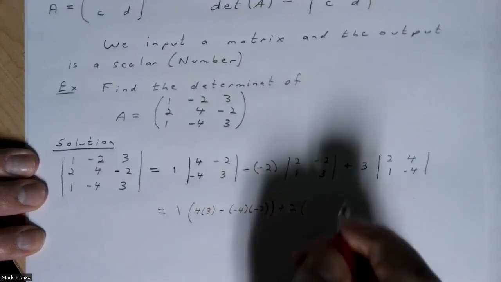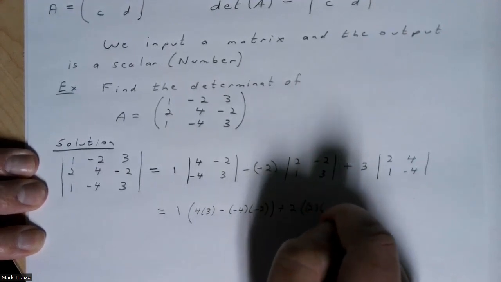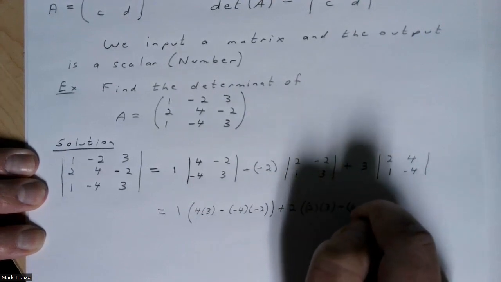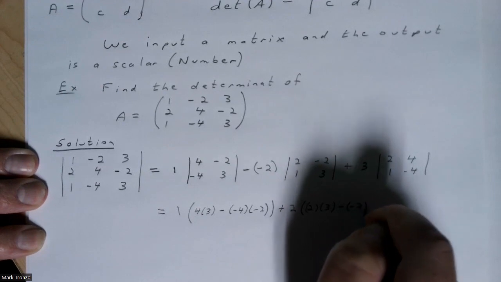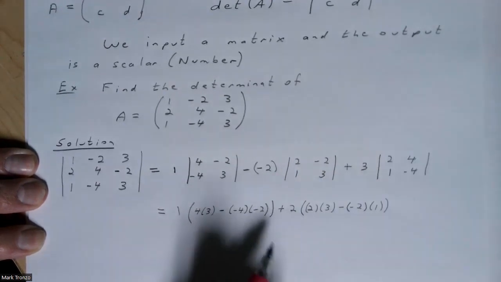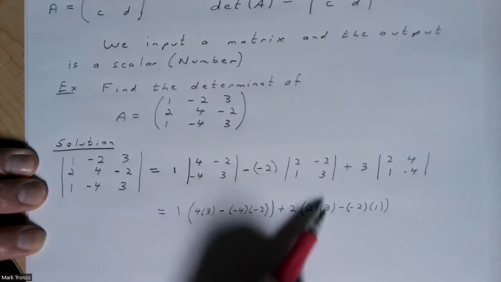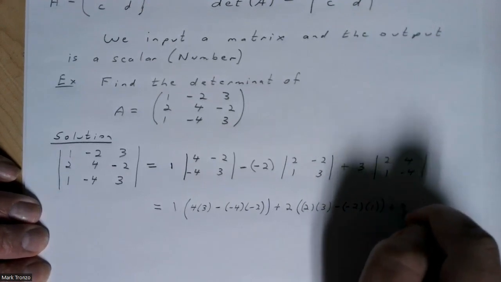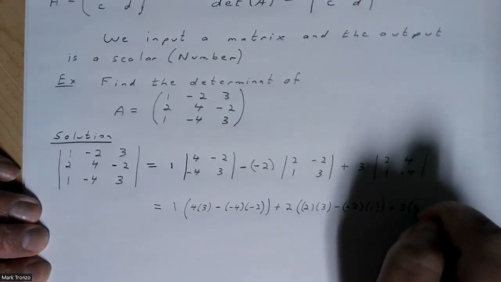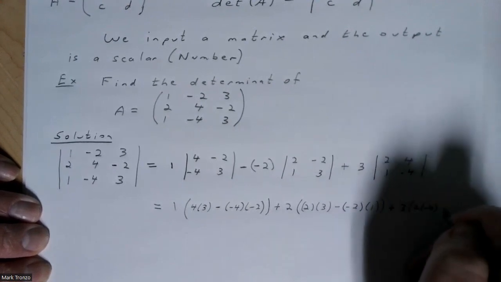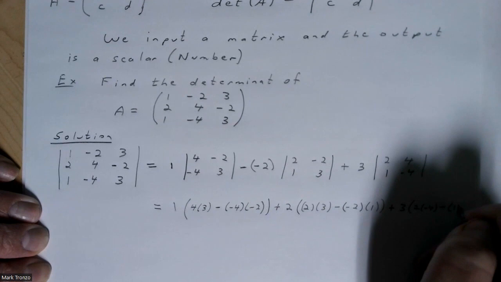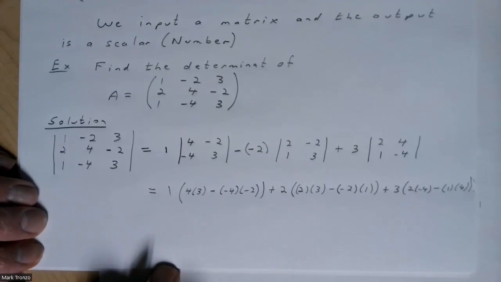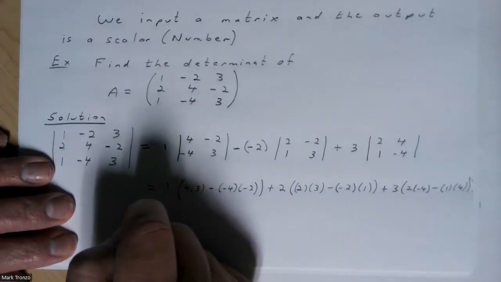Then take upper left times lower right, upper right times lower left. Again, remember, we always subtract that last product. And then upper left times lower right minus upper right times lower left. Like this.